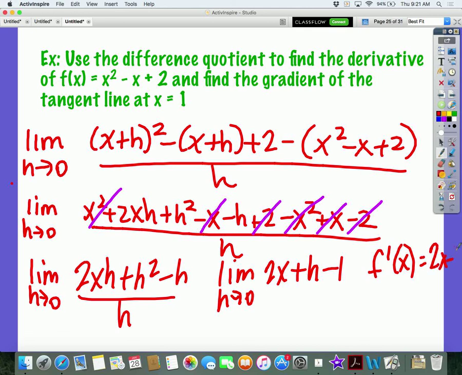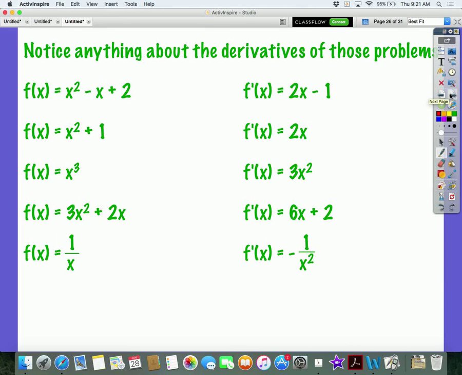Did you guys get that? Yep. So then the slope at 1, that's how you would write it, is equal to what? 1. Okay? So we're good with using the difference quotient. Awesome. This is the formal definition, first principles of calculus, to find the derivative of a function. So, the next page, you don't have to write it down, I just want you to take a look at this. Do you notice anything about the derivatives of these problems?